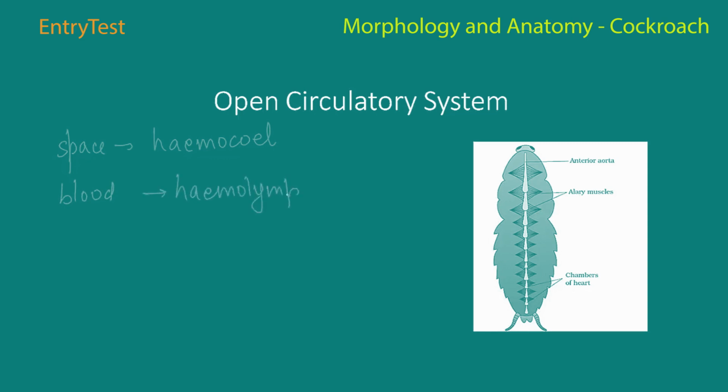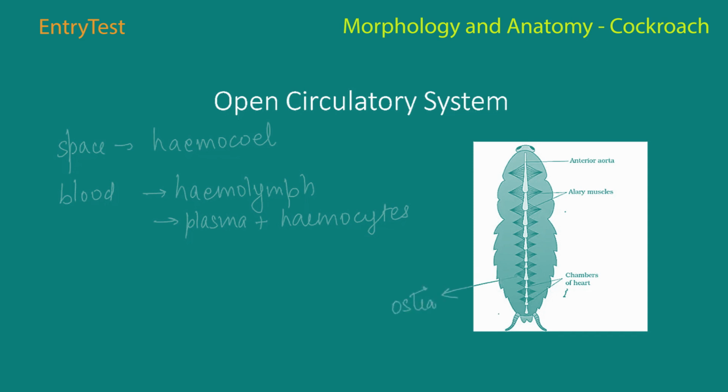It is colorless and it does not have blood cells, it just has colorless plasma and hemocytes. The heart of the cockroach consists of a very elongated muscular tube-like structure that lies along the mid-dorsal line of the thorax and of the abdomen. It is differentiated into funnel-shaped chambers that have got ostia on either side. So these are known as ostia, and these are different chambers of the heart.